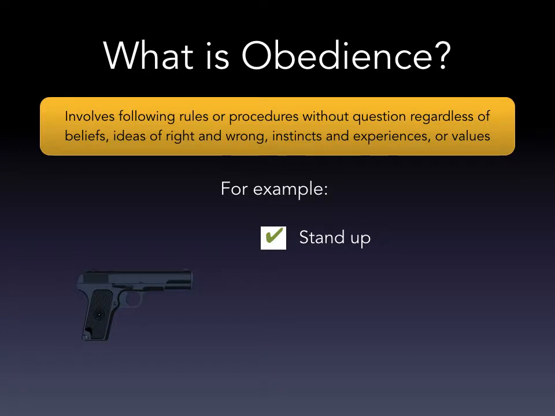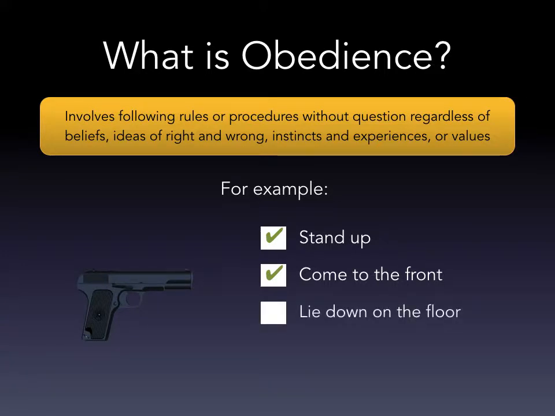Next, she instructs that student to come to the front of the class, and the learner obeys and does what they are told. Then she tells them to lie down on the floor. Again, the learner follows the instructions and obeys the lecturer and lies down on the floor. Next, the lecturer says, "Take off your clothes." And immediately the learner says, "No, I won't do that."